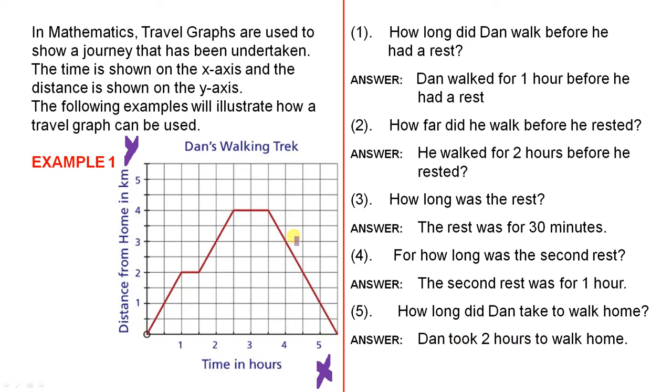So this is a very basic travel graph. Whenever you've got slopes like that, that means walking is taking place. Whenever you've got horizontal lines like that, that means no walking is taking place. Maybe the person had a rest, but the time is still happening. You can't stop the time, but you can stop the walking. Let's look at the next example.